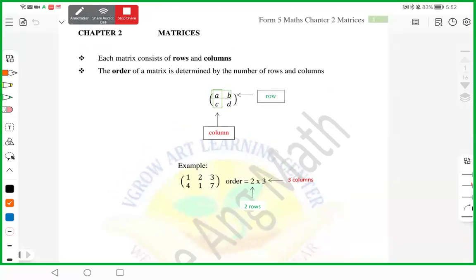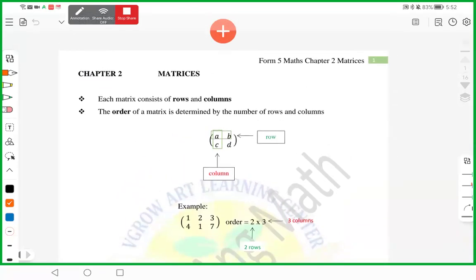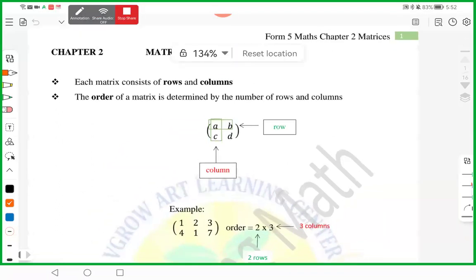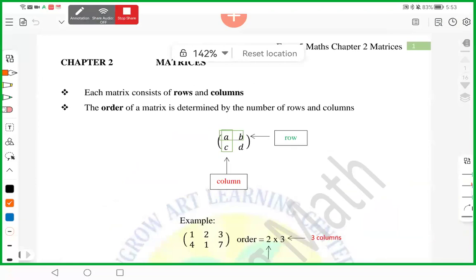Okay, we are just about to start chapter 2, matrices. This chapter is quite fun if you like it. Usually this chapter is very popular. Every year it will come out, whether in objective or in paper 2. Paper 1, paper 2, for sure it will come out once. In the KBSM days, every year it would surely come out in paper 2, and it's like a bonus. Students like this chapter because it's predictable. So let's talk about matrices.